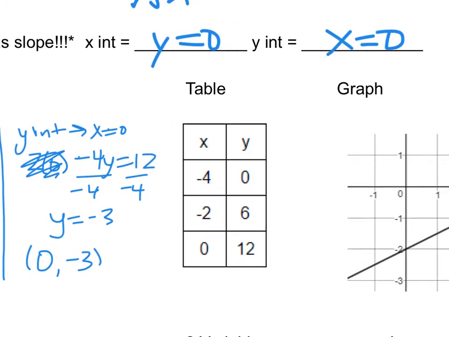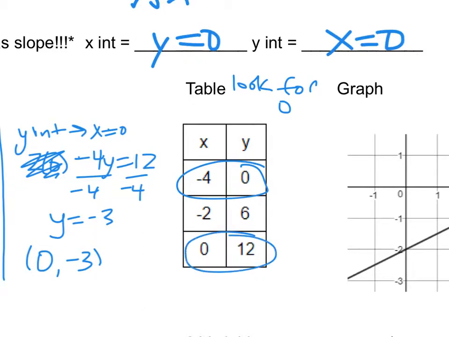When I'm doing it from a table, we're not going to do the arrow thing because we're doing intercepts. My key number I'm looking for for intercepts in a table is going to be 0. So I have (-4, 0) and (0, 12). If you forget which of these is the x and which is the y-intercept, think about graphing it. If I was graphing the point (-4, 0), that would be on the x-axis. So this is my x-intercept. And the point (0, 12), if I think about graphing, would be on my y-axis. So that's going to be my y-intercept.